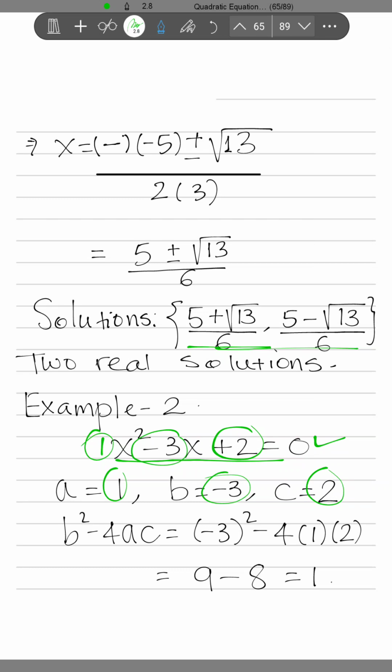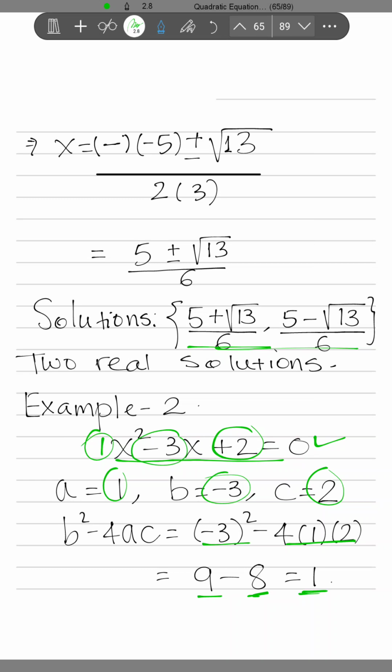What is B squared minus 4AC? B squared is minus 3 squared, which is 9. 4AC is 4 times 1 times 2, which is 4 times 2 or 8. So b squared minus 4ac is 1. From the value of b squared minus 4ac, now we know that we have two real solutions.